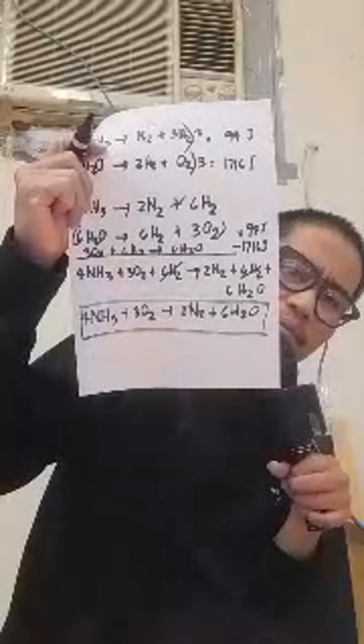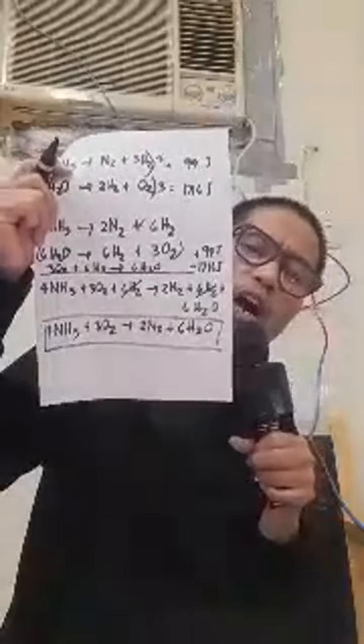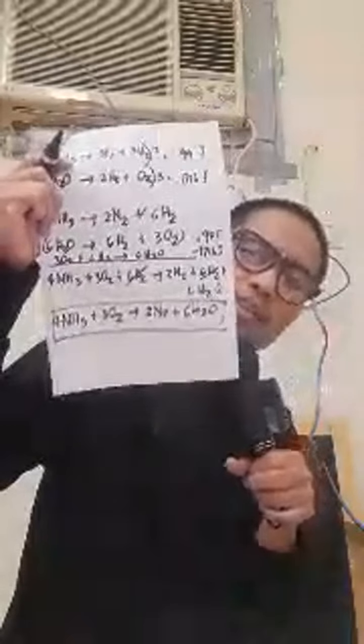I stated a while ago that this is our overall reaction, but still we have to add this N2O2 in our third chemical reaction, and the enthalpy change is negative 180 joules, something like that. Should be extra careful. Just like me, I'm running out of time because I want to sleep.